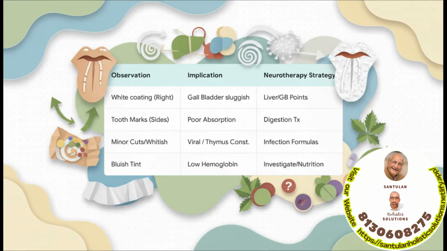So let's look at an example. You see a sign, like those tooth marks on the sides. We know the implication is poor nutrient absorption. Well, that directly informs our strategy. We know we need to use treatments that improve digestion. Or similarly, a whitish tint with those minor cuts suggests a viral history, which points us towards formulas that address underlying infections. It's a direct line from observation to action.